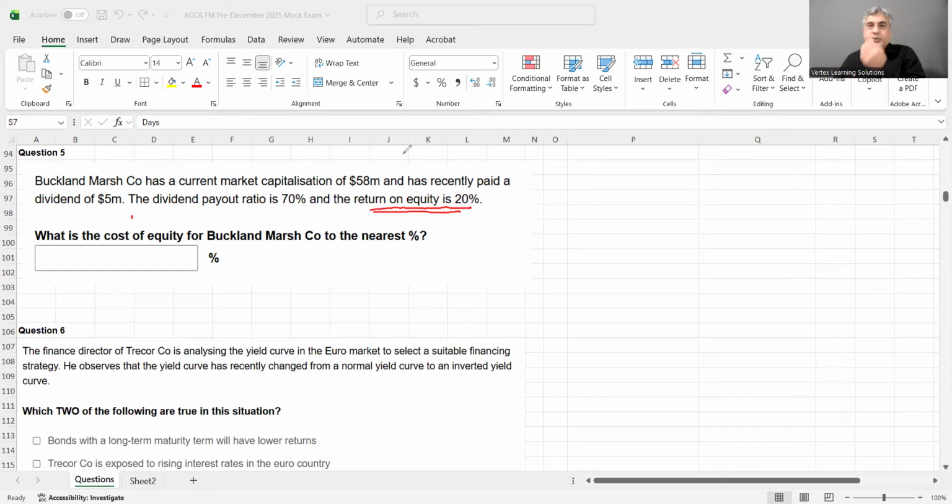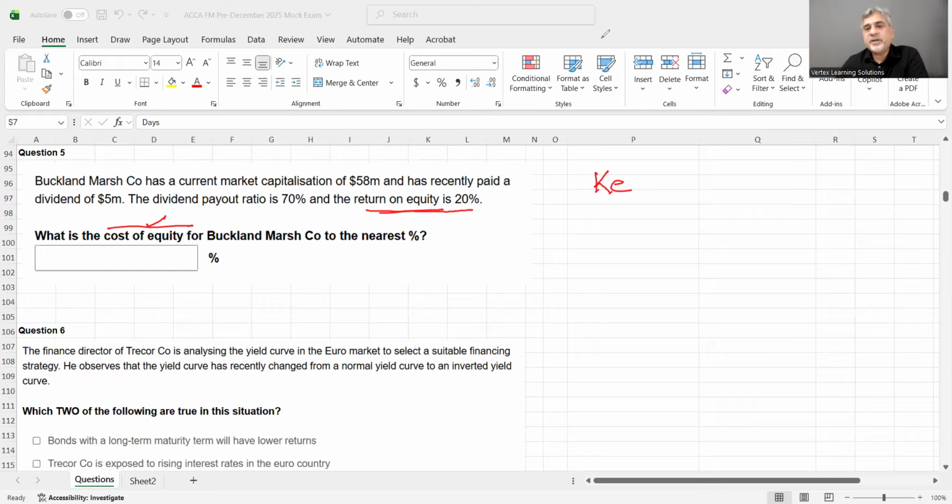Now remember that these are two different things. One is called return on equity. One is called the cost of equity. Return on equity is what the business is earning. Cost of equity is what the shareholders require. Okay, so we need to calculate actually KE, cost of equity.